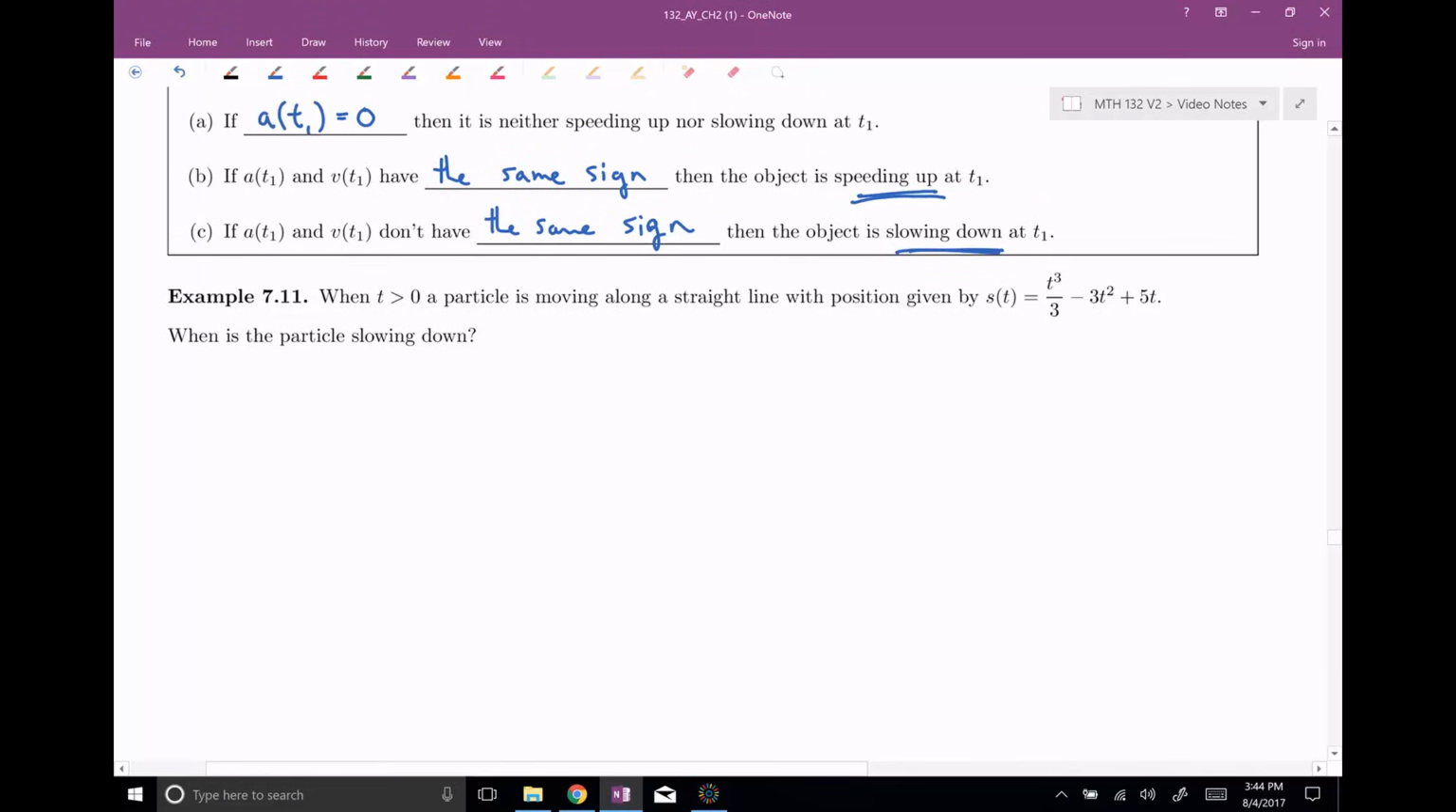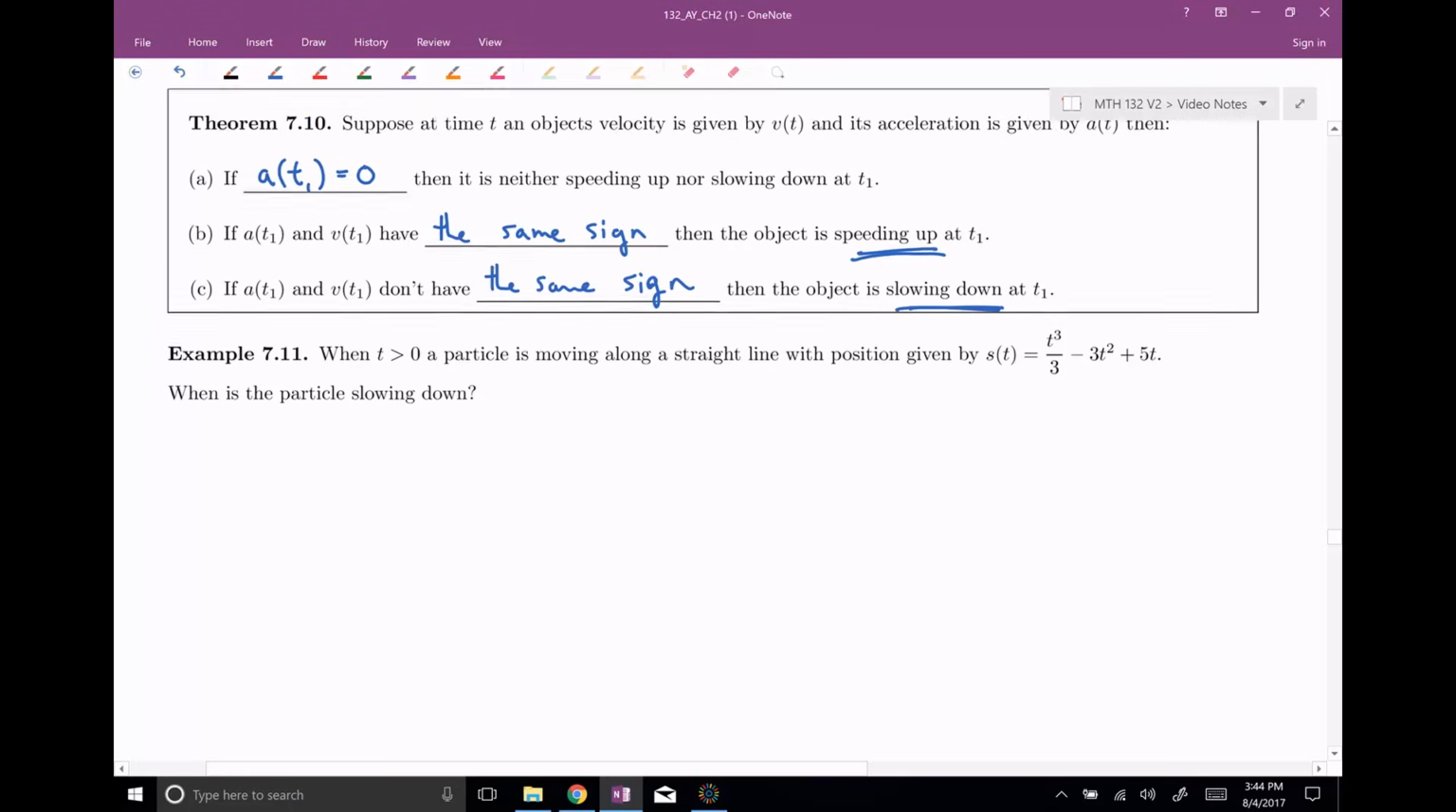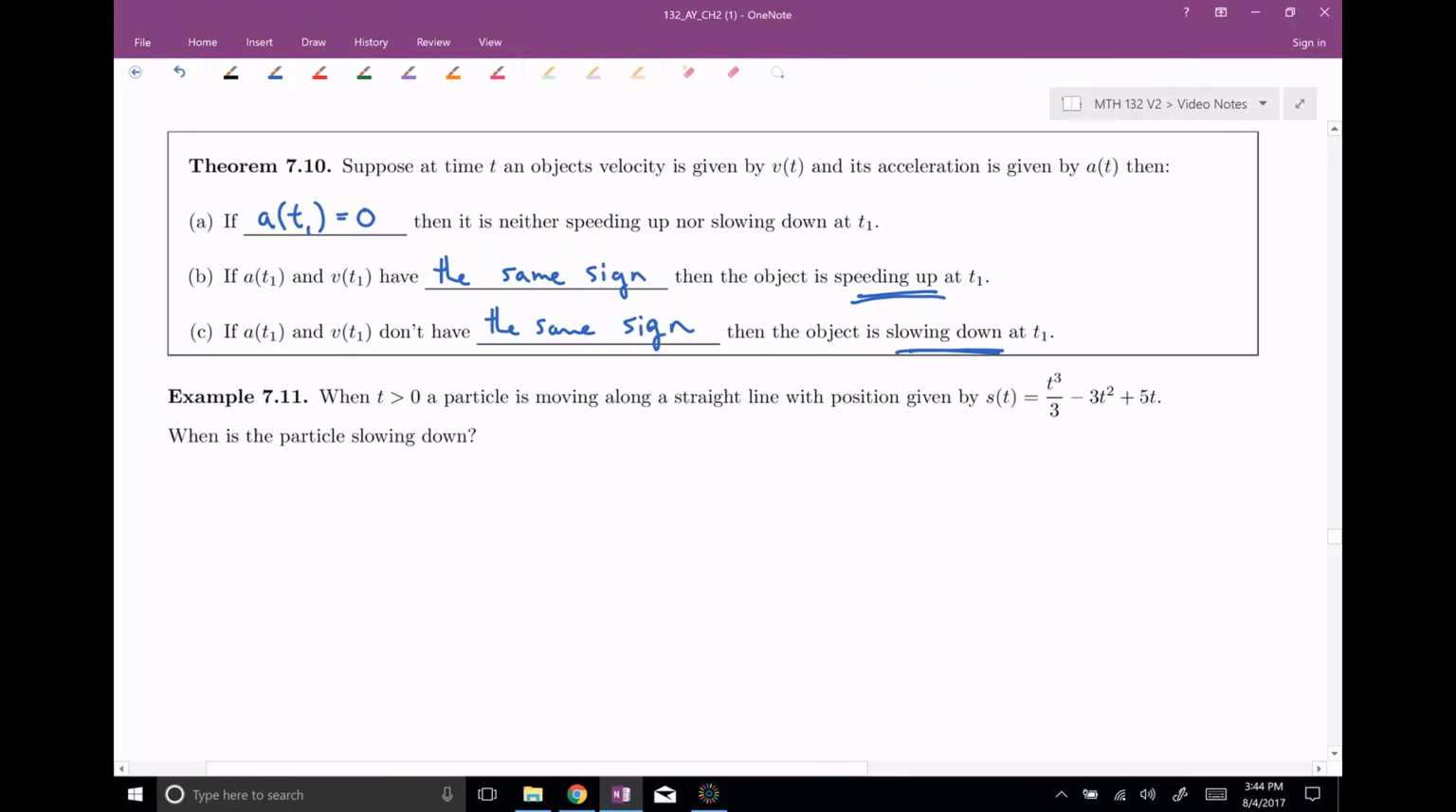All right, so in this case, I want to calculate both velocity and acceleration in order to use this theorem, right? Again, my question is, we have a nice particle, we have position, and I want to know when the particle is slowing down. Likewise, I could ask, when is this particle speeding up? Let's get practice using this theorem.